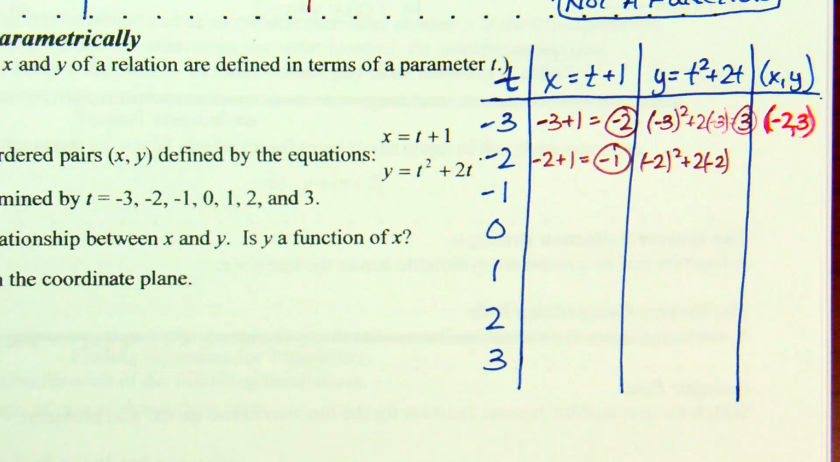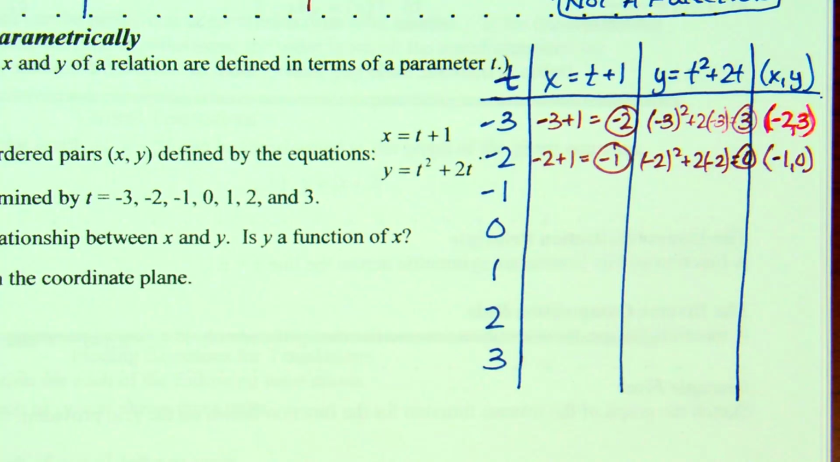Negative 4 plus negative 4? 0. So what's my ordered pair? Negative 1, 0. You got the idea of what we're doing, right? You had the idea of what we're doing a while ago. I'm not going to show the work on the rest of these. Let's just fill them in.